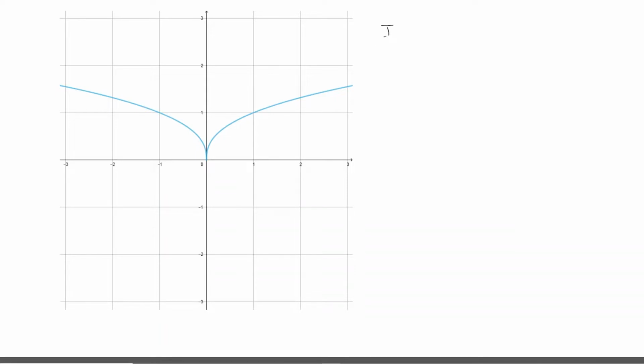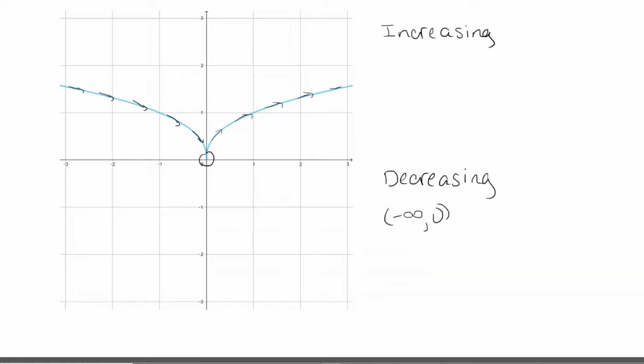Next, let's look at this graph. We once again want to see where it's increasing and where it's decreasing. Starting on the left, I can see that the graph is moving down as I move to the right, up until this point here, (0, 0). So it's decreasing from negative infinity to 0. And after that, it is increasing indefinitely. So increasing from 0 to infinity.